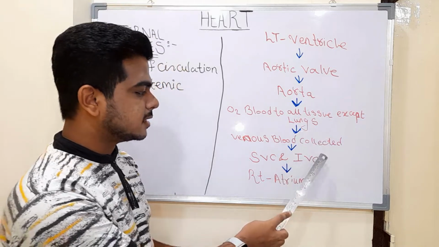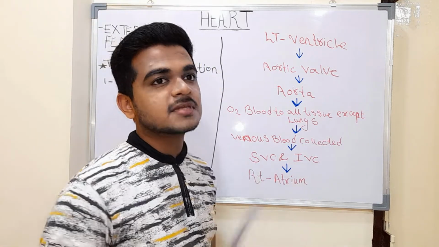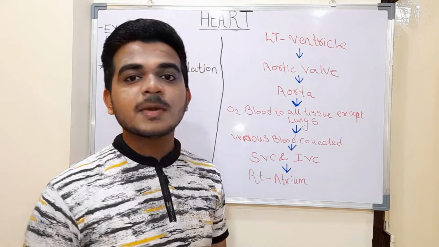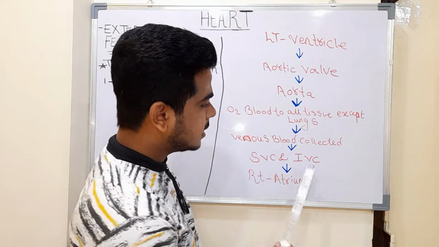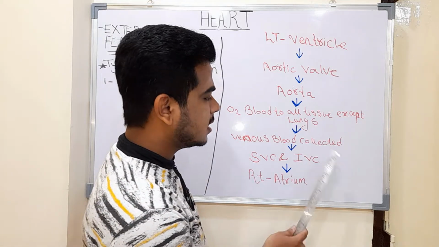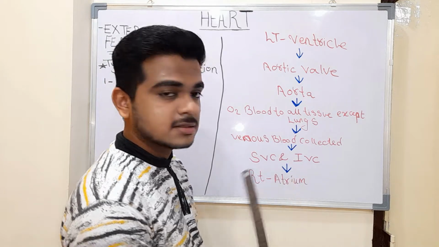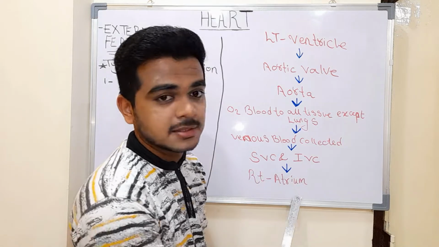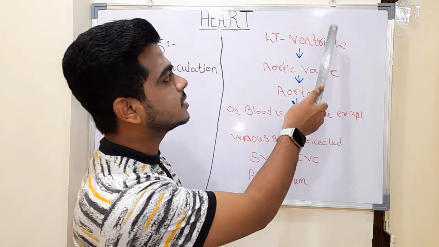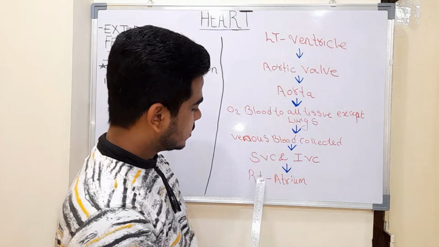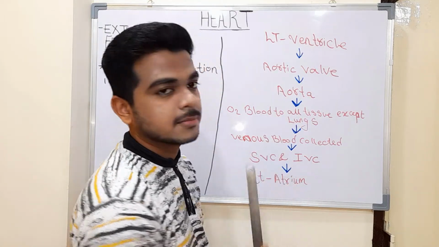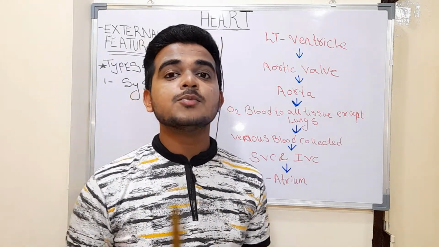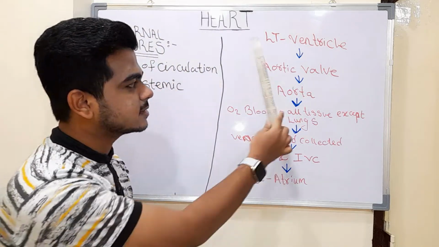Then the venous blood is collected through the superior vena cava, which collects deoxygenated blood from the upper side of the body, and the inferior vena cava, which collects it from the lower part of the body. These two vena cavae pass the blood into the right atrium. So the blood's journey starts in the left ventricle and ends in the right atrium. It has completely traveled through the body. That is the human system, and that's why it is called systemic circulation.